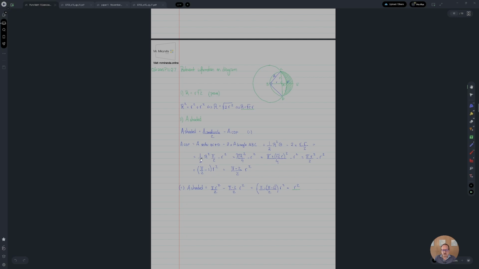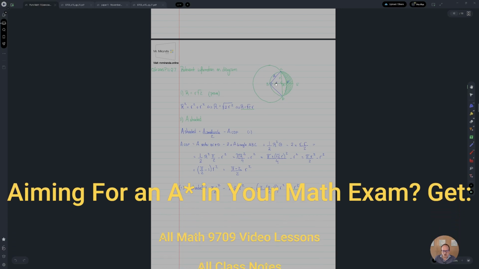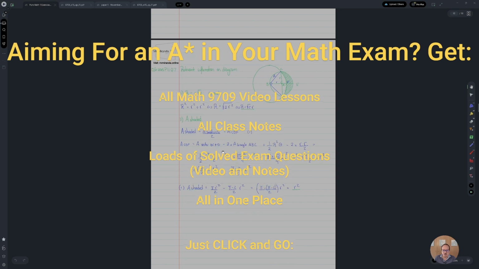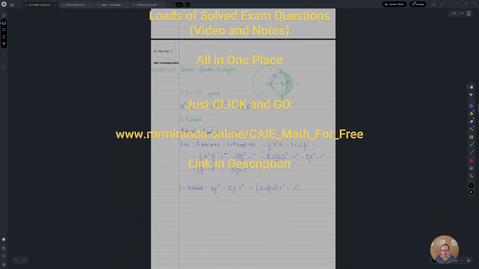All right, so what else do we need to know? We need to know that the area of the triangle ABC is going to be base times height divided by 2. So r times r divided by 2. So that's r squared divided by 2. But since you have two of them, that's just r squared. Okay, now you have expressions for everything.